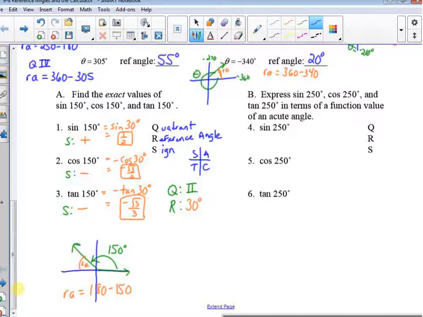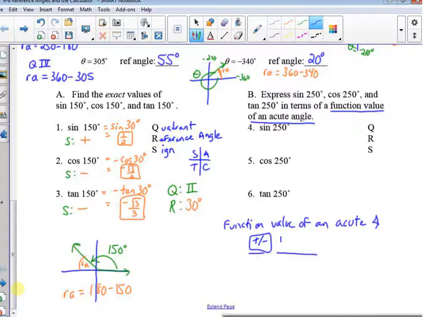For B, different directions. Express sine 250 and the others in terms of a function value of an acute angle. So function value of an acute angle, when you see those words, that means you're going to come up with plus or minus, function name, so it could be sine, cosine, tan, cosecant, and then you're going to put the reference angle. Okay, so you'll see what we're going to do here.